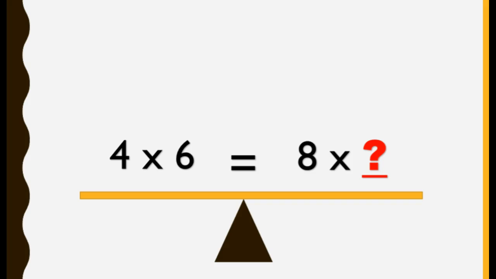Okay, so what if you were asked to fill in the blank? Make this equation accurate. So you would have to know, okay, 4 times 6, that's 24. So what times 8 equals 24? Because it has to equal 24 for it to work. So this is when those math facts come in handy, because I know that 8 times 3 would equal 24. So I could fill in the blank with the 3 and make this equation accurate.